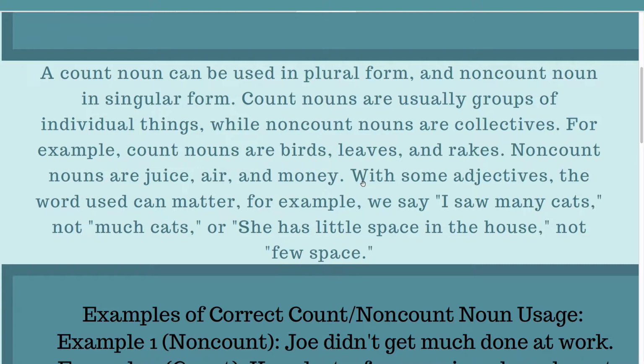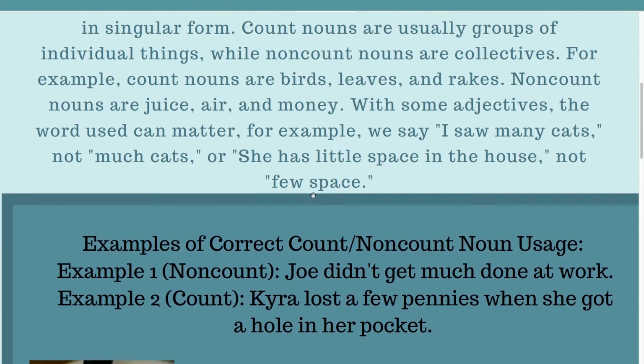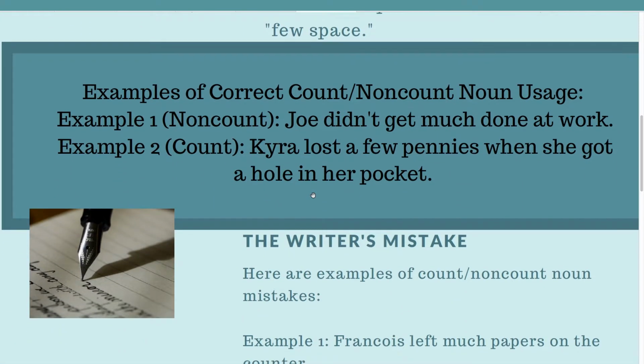For example, when I say I saw many cats, not much cats, that is an example of how you use a correct non-count descriptor or count descriptor. So she has little space in the house, not few space. So the descriptor that you use will make a difference depending on what the noun is that it's describing. So let's look at examples of correct count and non-count noun usage.